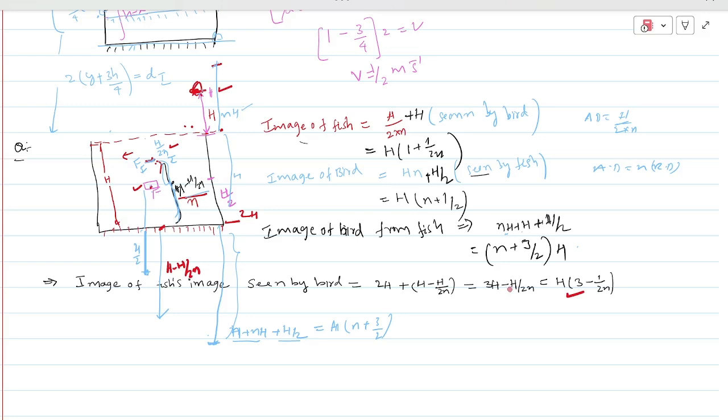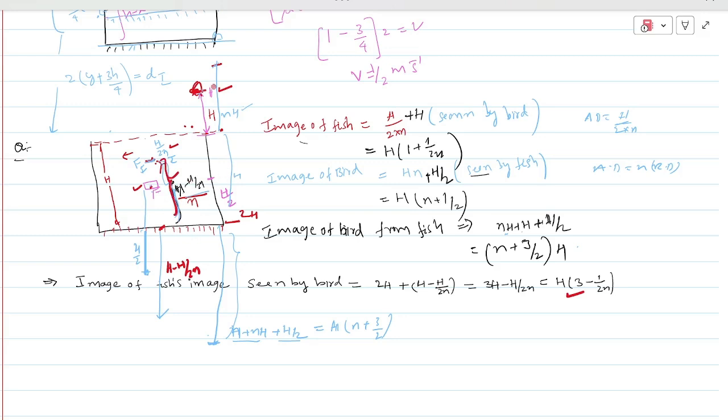This is the observer observing the image of the fish in the mirror. The image of the fish directly is the apparent depth, so that apparent depth appears in the mirror. From that position of the image to the mirror, it is h minus h by 2n. That is how it comes here, and you can see the arrow marks. You can check clearly, this is right.